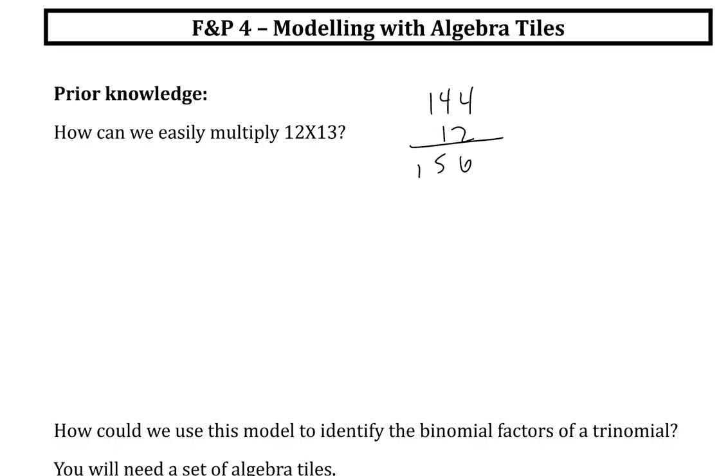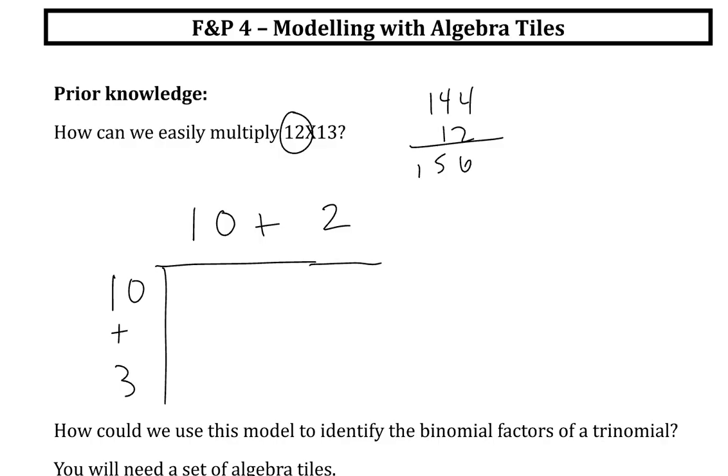Very easily I can multiply by 10. So I'm going to say 10 plus 2 on the top to represent my 12, and 10 plus 3 on the bottom to represent 13. I'm going to create kind of a chart here where I put a line where I see my addition signs. So I can very easily say, okay, 10 times 10 is going to be 100.